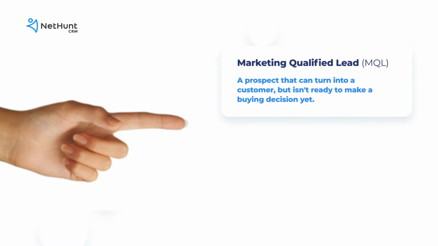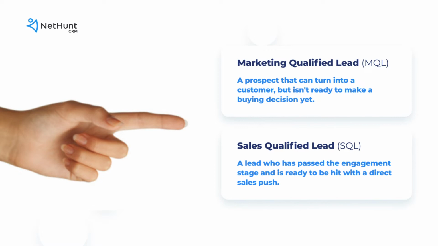Dig a little bit deeper and you'll find there are two main types of lead. A marketing qualified lead, or MQL, is a prospect that can turn into a customer but isn't ready to make their buying decision yet. On the other hand, a sales qualified lead, or SQL, is a lead who has passed the engagement stage and is ready to be hit with a direct sales push.